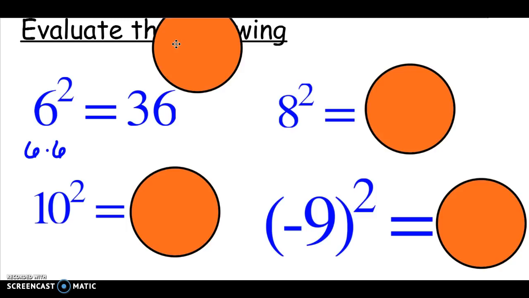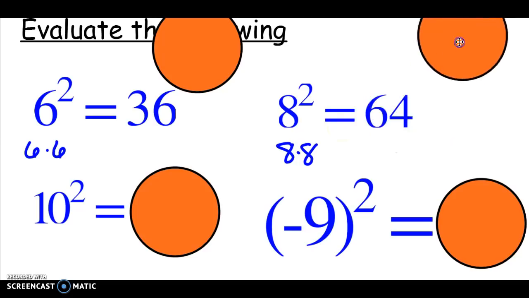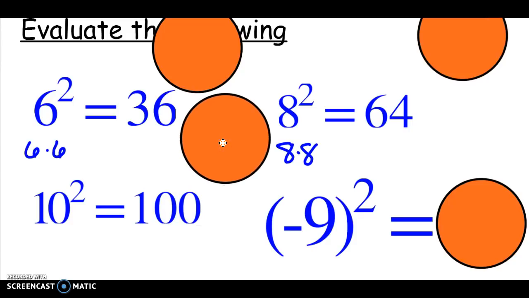Okay, hopefully you tried them and now you're just checking your work. So 8 squared is 8 times 8, and that gives me 64. And 10 squared is 10 times 10, and that gives me 100.